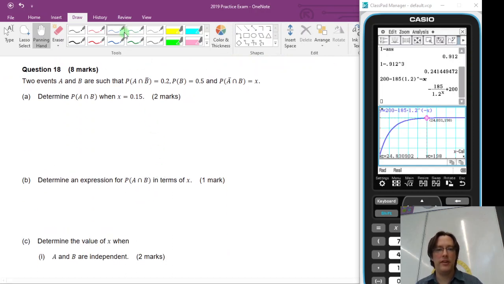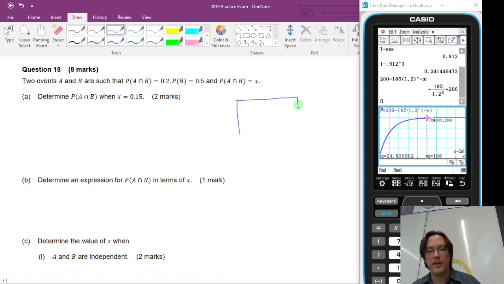Okay, now we've got one of these probability questions where you've got to know your theory quite well and know your equations quite well. Two events, A and B, are such that the probability of A and not B is 0.2, probability of B is 0.5, and probability of not A and B is X. Now, it's often helpful to draw up a little Venn diagram or even a two-way table for these sorts of questions. But I'll start with a Venn diagram and see if that helps me out.